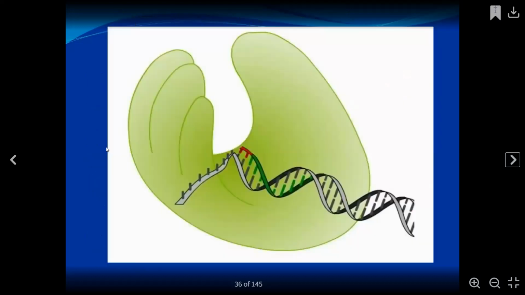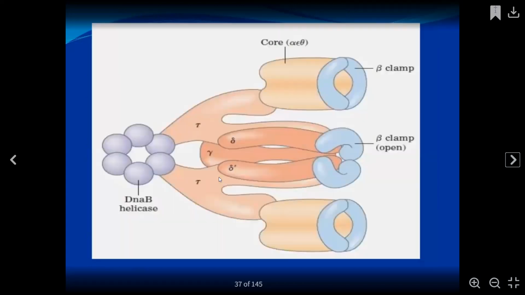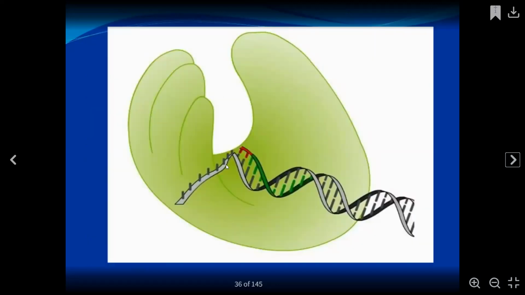Okay. This is an enzyme which is trying to catch hold of the DNA, and this helps in unwinding of the DNA. So here comes the helicase. This is the helicase enzyme. This helicase enzyme helps the DNA to unwind.